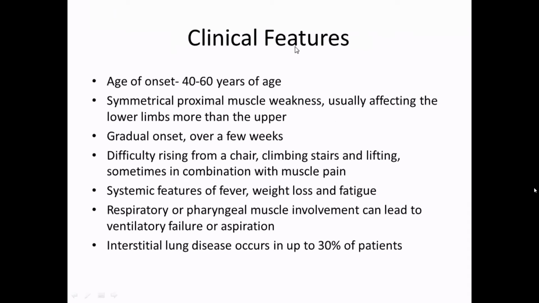Systemic features of fever, weight loss and fatigue might be present. Respiratory or pharyngeal muscle involvement can lead to ventilatory failure or aspiration. The disease is sometimes life-threatening. With respiratory and pharyngeal muscle involvement, the patient cannot swallow, cannot breathe, and sometimes ventilatory support might be needed. And interstitial lung disease occurs in up to 30% of patients with this kind of disease. These are the features common to both polymyositis and dermatomyositis. So the name itself explains it: myositis, inflammation of the muscles.